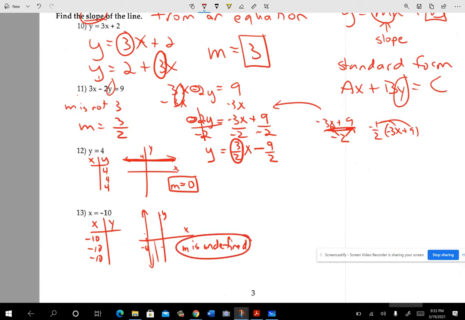And it is true that any y equals a number, so if y equals some number, or if x equals some number, those are special cases. The x equal is going to have an undefined slope, and the y equals is going to have a zero slope, but only when they're the special kind where you don't see both the x and the y.